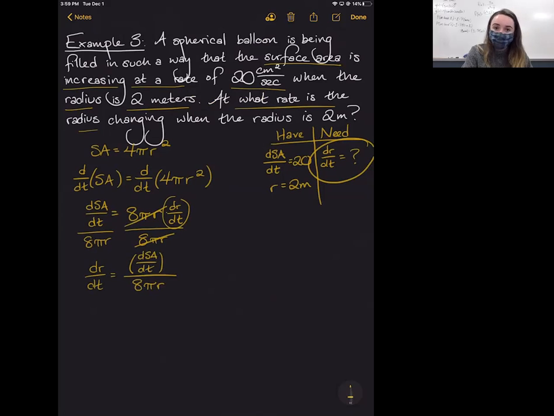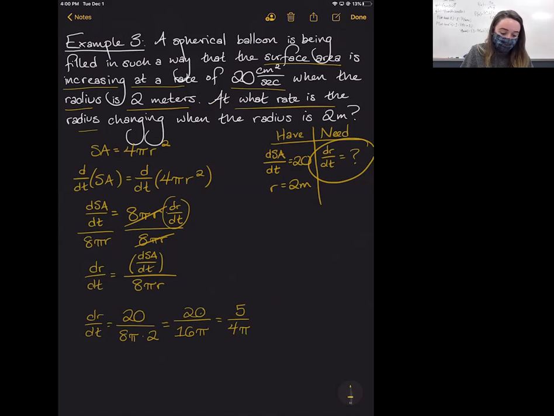And now we plug in our known values. It's just algebra from here on out. dr dt equals 20 divided by 8 pi times 2. So this is equal to 20 over 16 pi. 20 and 16 are both divisible by 4. Let's go ahead and make that simplification. 5 over 4 pi. I'm going to leave it just in terms of pi. That's fine. But I do need to add my units.